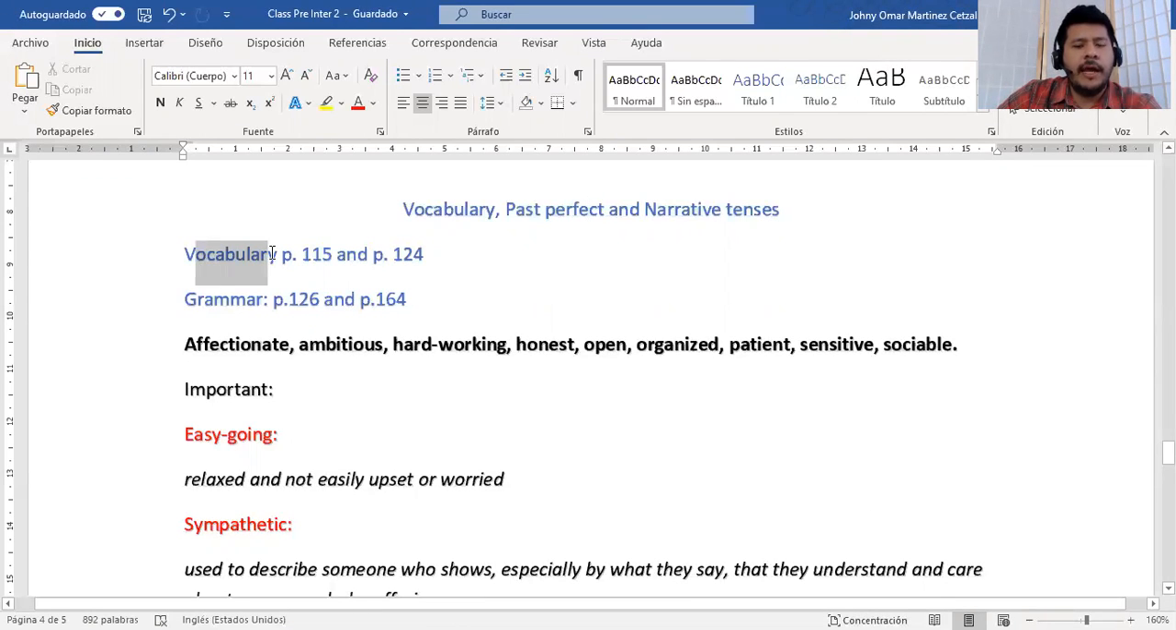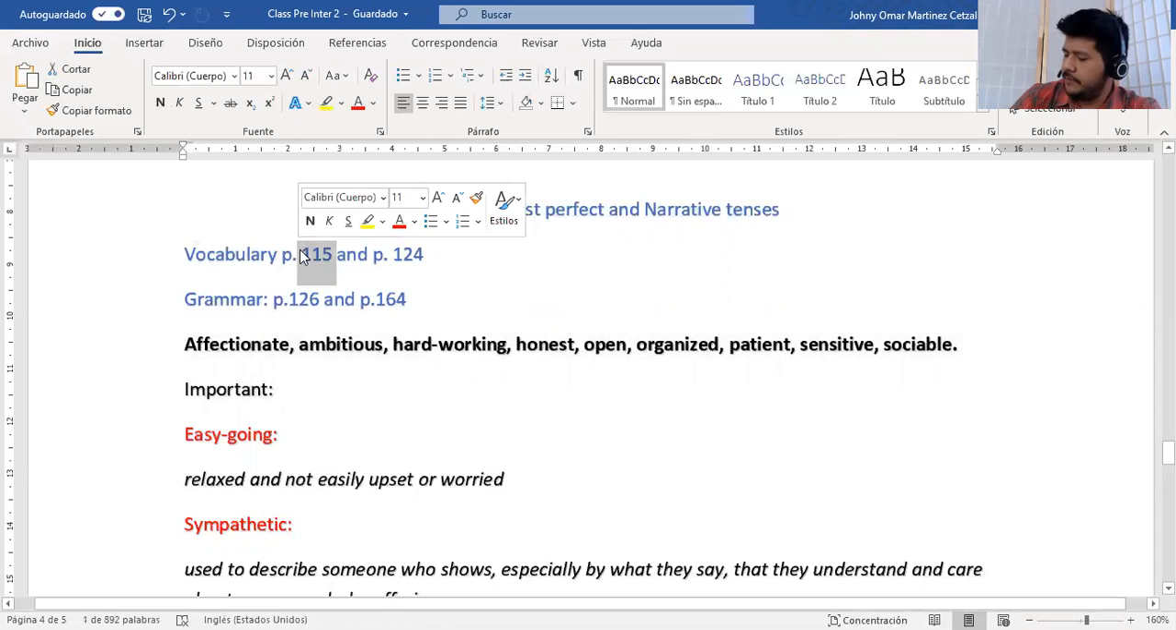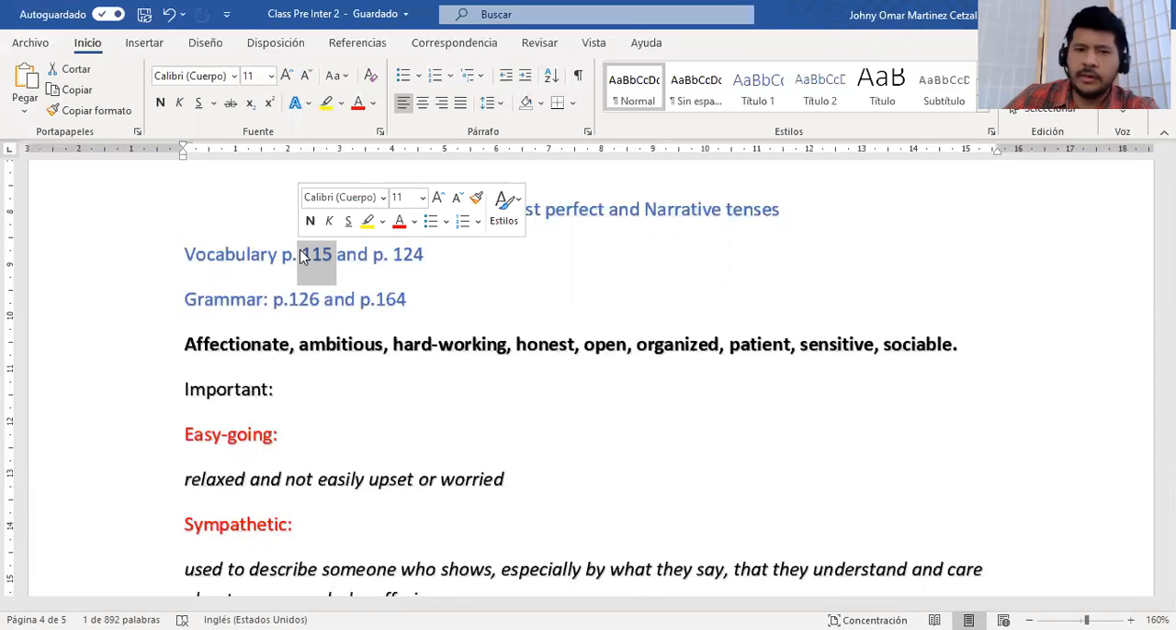Now, vocabulary, you've got pages 115 and 124. And for grammar, you can check on page 126, which is normal student book pages, and the explanation on the back on page 164. So as previously mentioned, we will start with the pronunciation of this vocabulary. I think you can find it on page 115. Let me take a look. Okay, yeah, that's correct. It is vocabulary, personal characteristics.